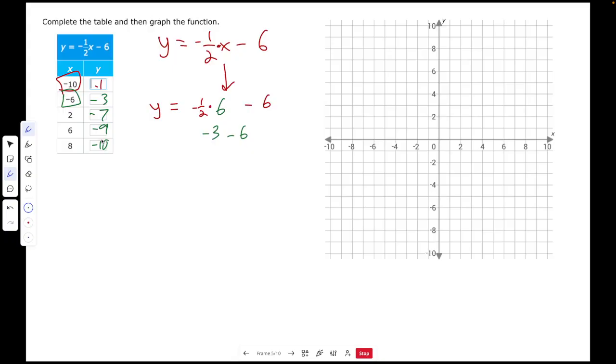All right, and then when you graph this, the first coordinate is -1, -10. So that's left 10, down 10, that's here. Then the next one is -6, -3. So that would be here.